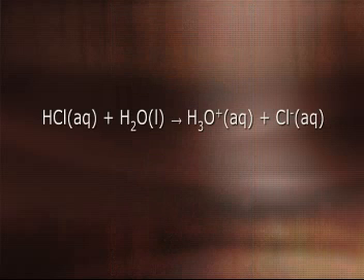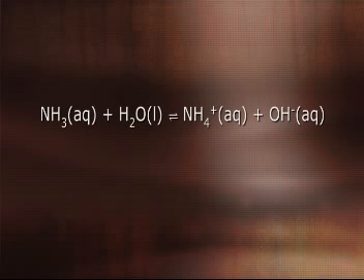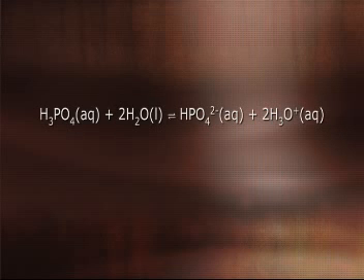When hydrochloric acid ionizes in water, hydronium ions and chloride ions are formed. When ammonia and water react, they form ammonium plus and hydroxide ion. This is a reversible reaction. When phosphoric acid and water react, they form hydrogen phosphate 2- and hydronium ions. This is also a reversible reaction.